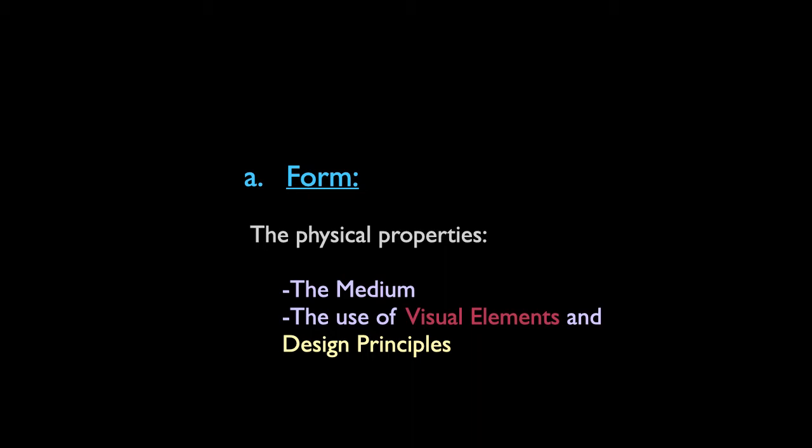Let's look at form. Form describes the physical properties of the artwork. It could be the medium, like the format, is it painting, is it sculpture, etc. It also refers to the visual elements and design principles. We'll talk a lot about these, but all of these are part of form, but they suggest content.